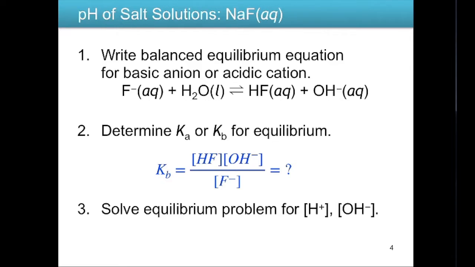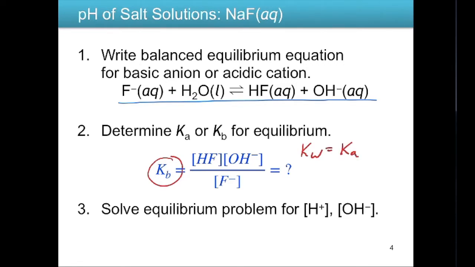So once we know that the NaF breaks up into Na+ and F-, then we would write the chemical equation for the equilibrium between F- and water, fluoride and water, which would be this. Fluoride plus water produces HF and OH-. The OH- indicating that this is basic. Since it's basic, we would have to find Kb of the reaction. Not Ka. We'd probably be given Ka, but we need to find Kb.